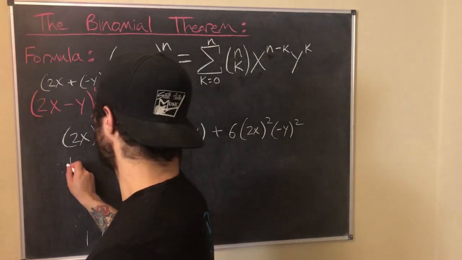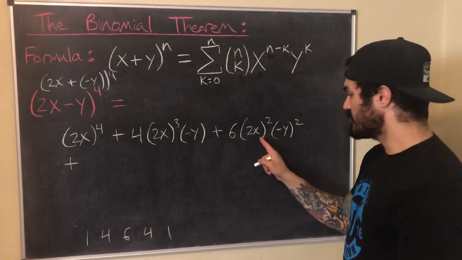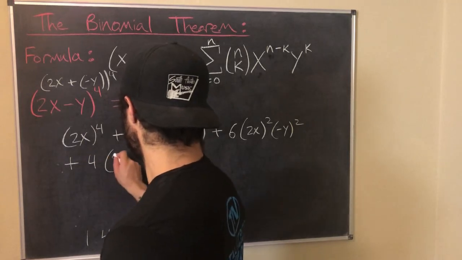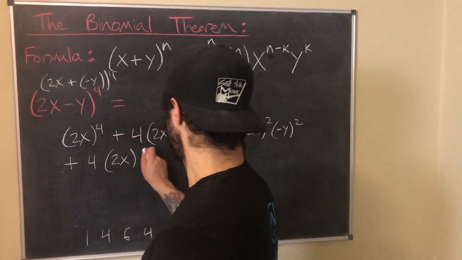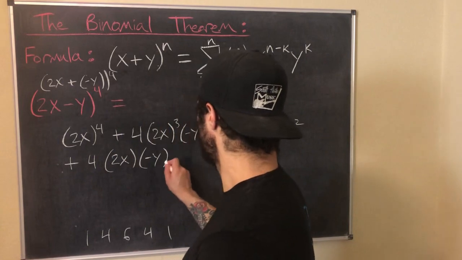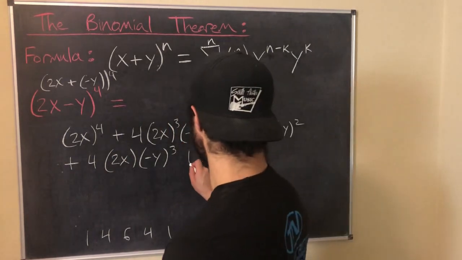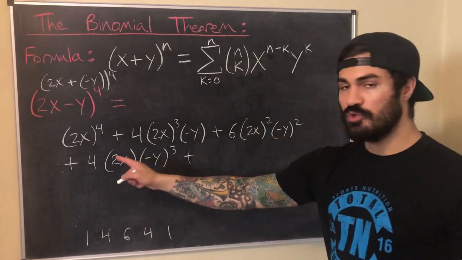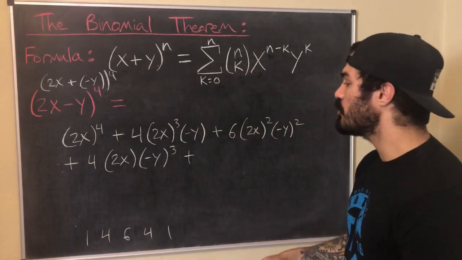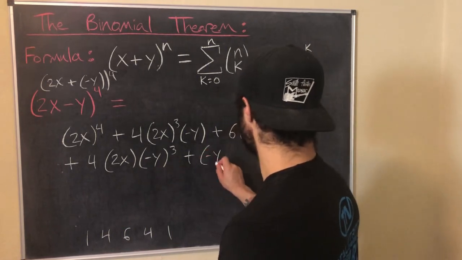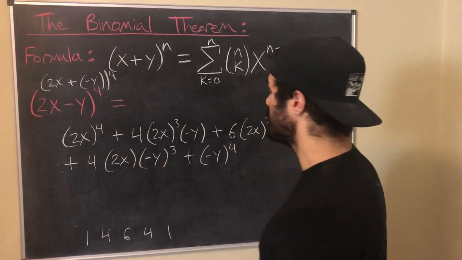Plus, I'm going to have to use another row here. 2x to the first, well first I need this 4, and then 2x to the first, and then negative y cubed. And now my last term is going to be 1 times 2x to the 0, that's 1, times negative y to the fourth. So let's see if we can simplify this a little bit.